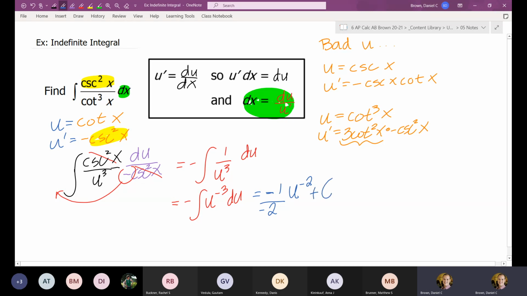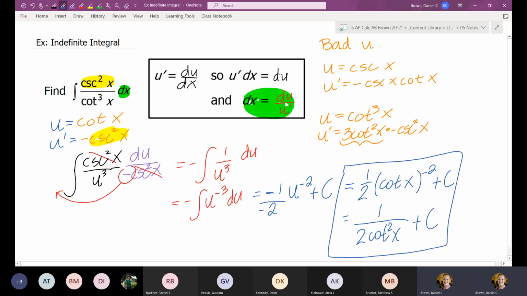Careful and don't leave your answer like that. This was a problem in terms of x, not in terms of u. I'm going to cancel out both those negatives, so you have 1/2 u to the -2 plus c. What was u? Cotangent of x. Some of you might rewrite this as well by sending it back to the denominator with a positive exponent and have that as your answer. But both those answers will be fine and correct.